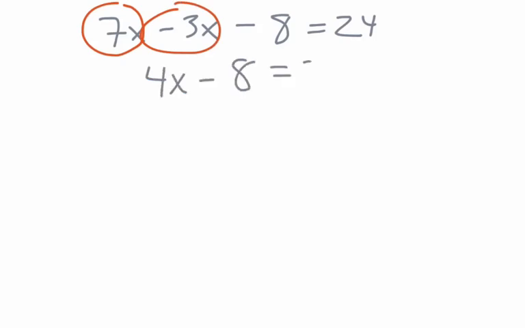And then good structure to your problem says that you bring everything else down. So you bring down the -8, bring down the equal sign, bring down the 24. Nothing else should go missing. We should not see fragments of work in there.